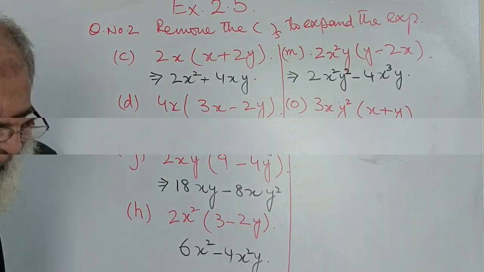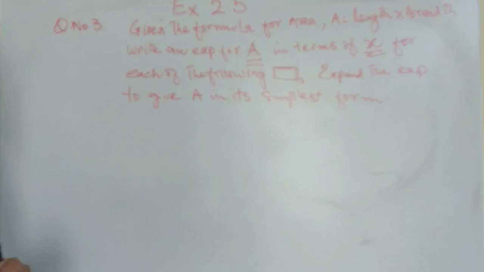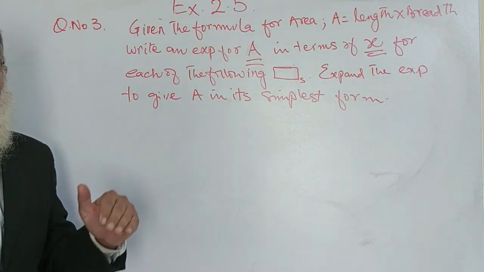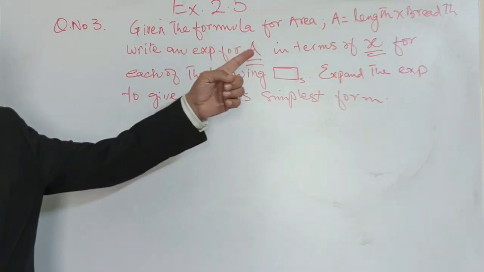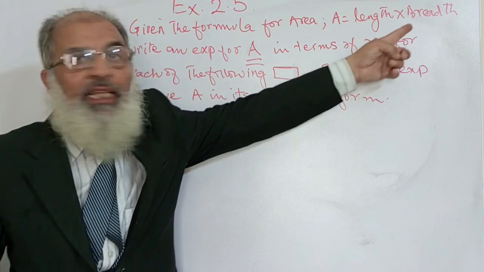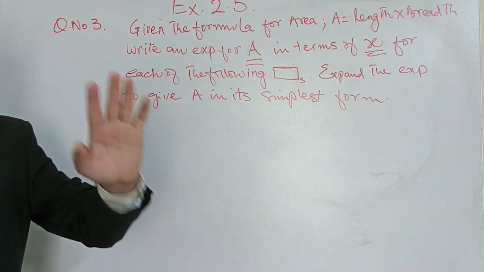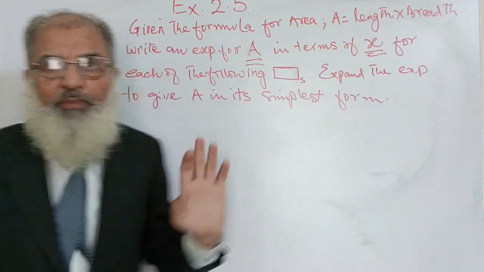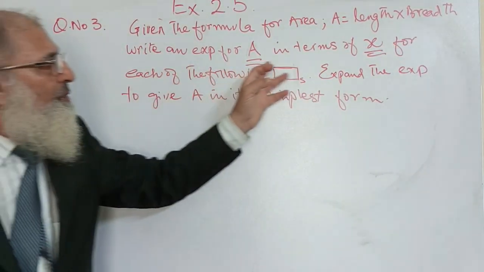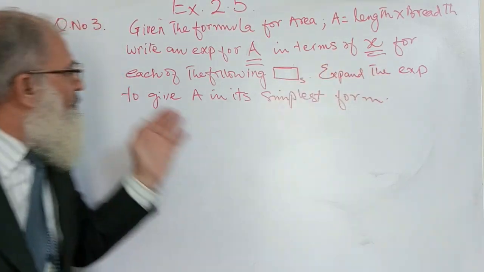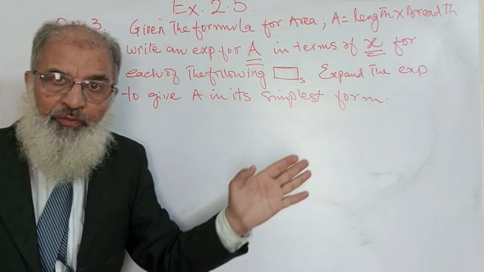Let us start question number 3. Now dear students, the third question was quite a lengthy written question, so I have already written it for you. I will just read it for you. Given the formula for area, A is equal to length multiplied by breadth, which we have already learned in our previous chapter. Write an expression for A in terms of x. For each of the following rectangles, expand the expression to give A in its simpler form.